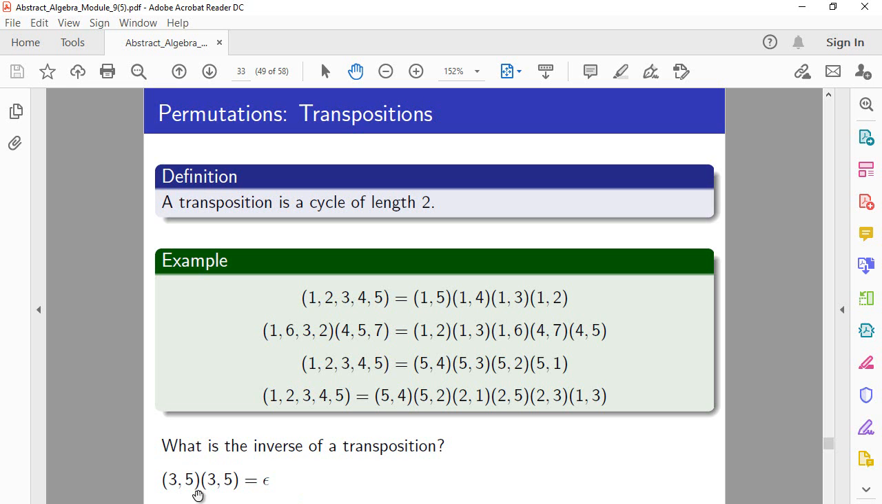Now if we multiply them, they also fix 3 and 5. So 3 goes to 5 here and 5 goes to 3. So then this product takes 3 to 3. This product takes 5 to 3 and 3 to 5. So this product takes 5 to 5 as well. So we get the identity. So the inverse of a transposition is itself, and it has order 2.